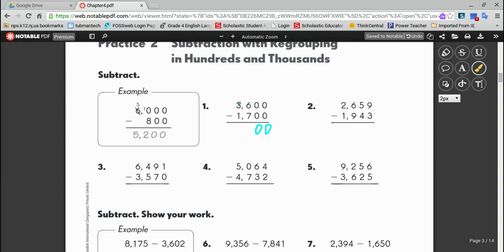So I can't have 600, so I need to regroup one of my thousands. So instead of 3,000, I now have 2,000. I'm going to take that 1,000 and regroup it to hundreds. And 1,000 is the same thing as 10 hundreds. So 10 hundreds plus 600 gives me 16 hundreds. Alright, and then I can do 16 hundreds minus 7 hundreds. So 16 minus 7, well that gives me 9. And then my thousands. 2 minus 1, 1,000 gives me 1,000 over here.